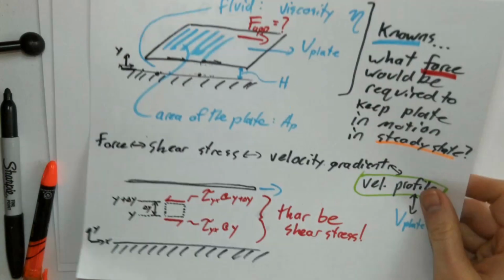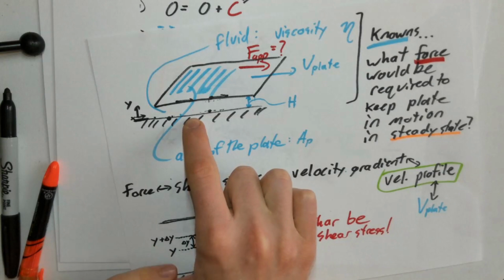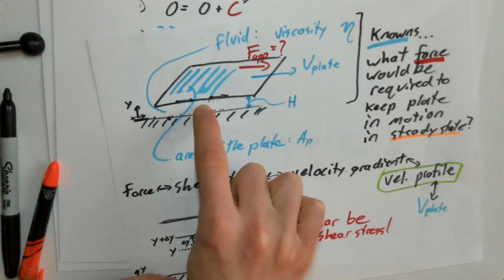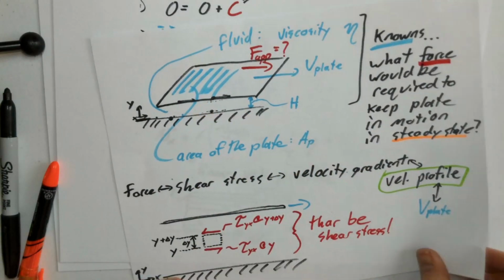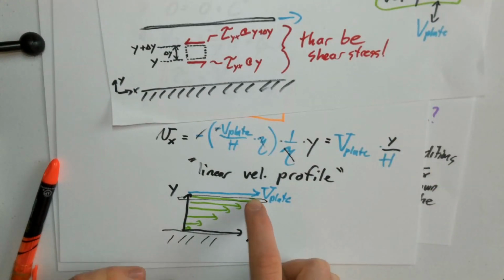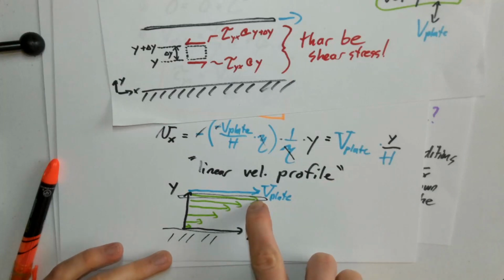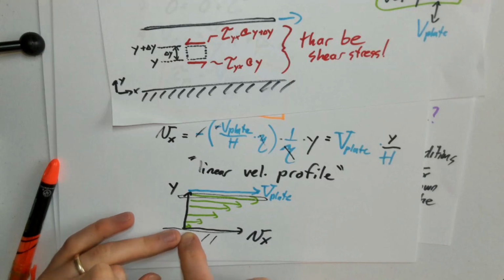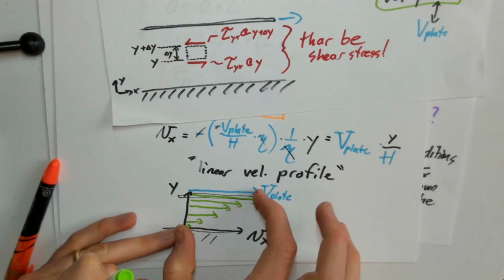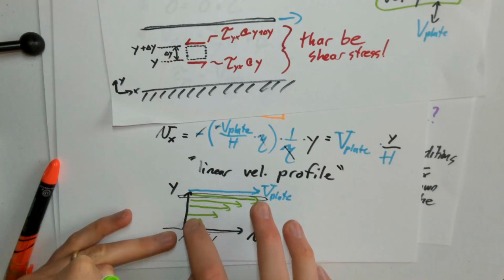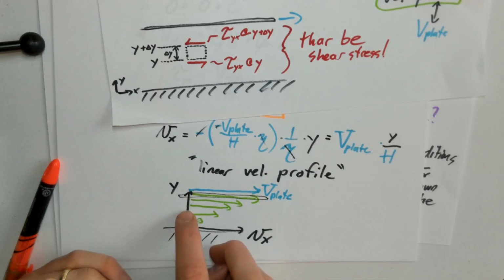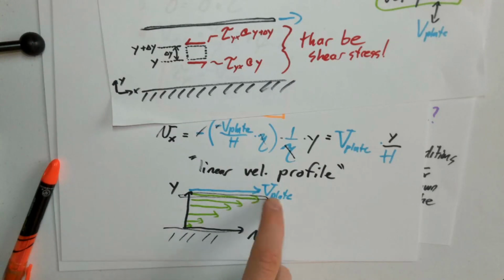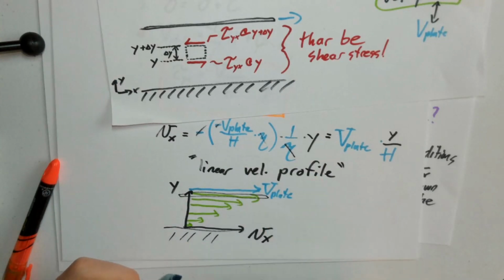If we have this top plate moving and the bottom plate standing still, fluid particles in between are going to have speeds that are in between v plate and 0, right? So we have this linear velocity profile, where the top matches the plate, the bottom matches the bottom plate, which is 0, and things in between are proportionate. A point halfway in between the two has half of the velocity of v plate. So this is what we call the linear velocity profile.